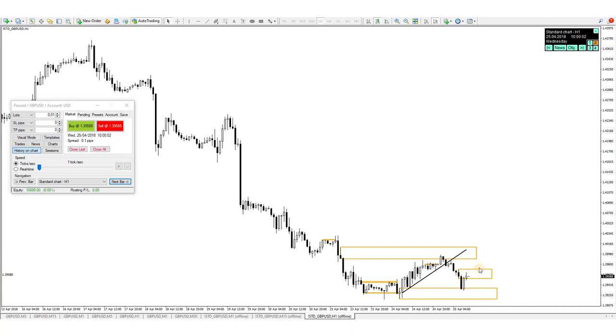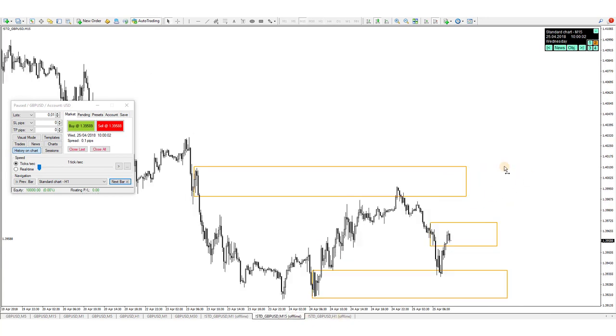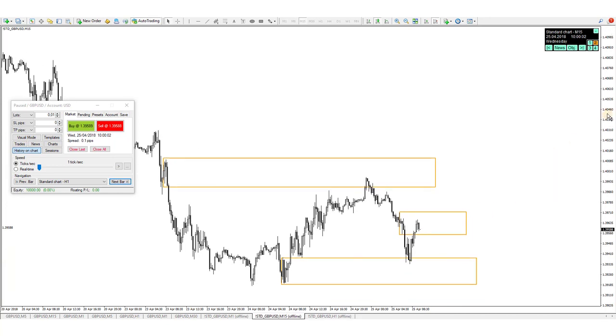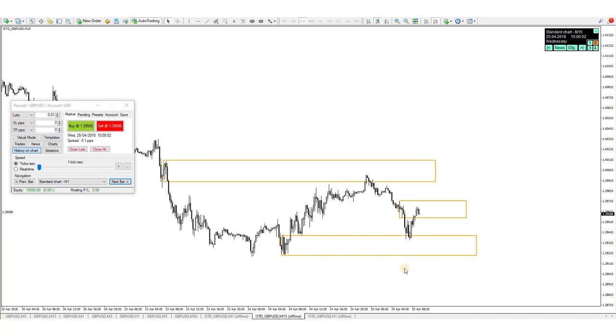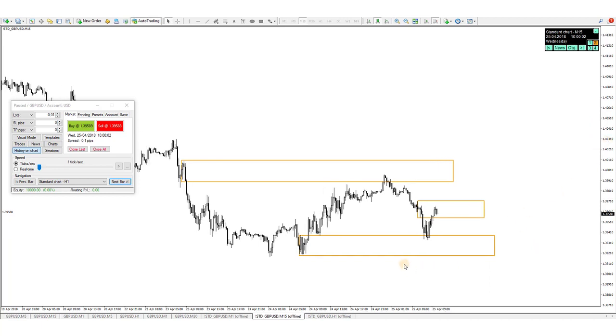So I'm going to mark this zone, and this, and copy to the other time frames to take a deeper look. Right, this is the M15. This is the time frame when I prefer to look only for imbalances.